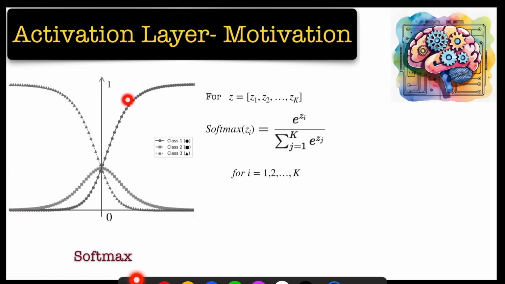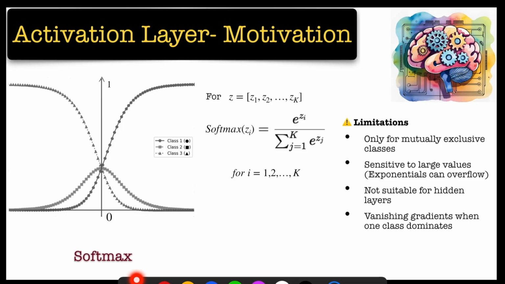So here we have one more example with 3 classes. This is for class 1, this is for class 2, let's say, and this is for class 3, right? Here also these are probabilities for 3 classes, but at any point, if you sum up the probabilities, you will get 1.